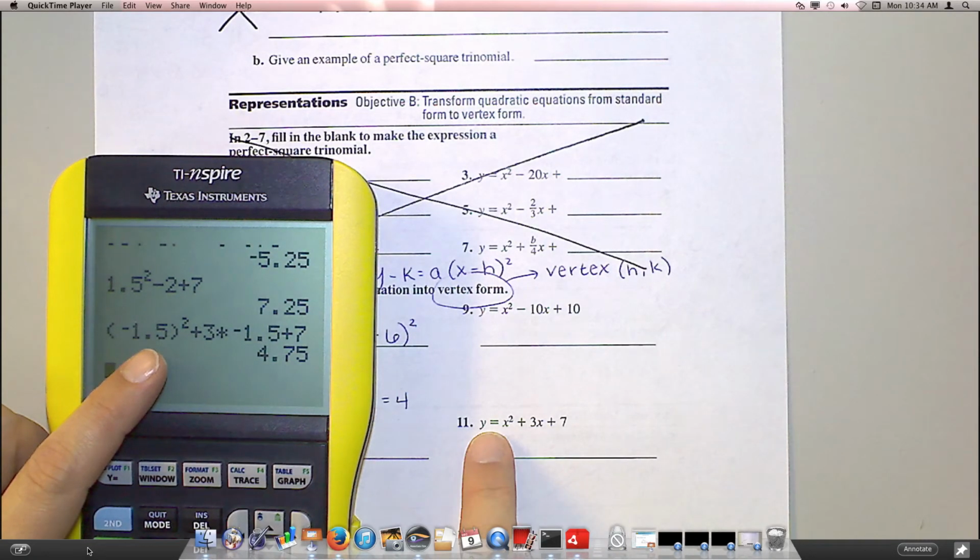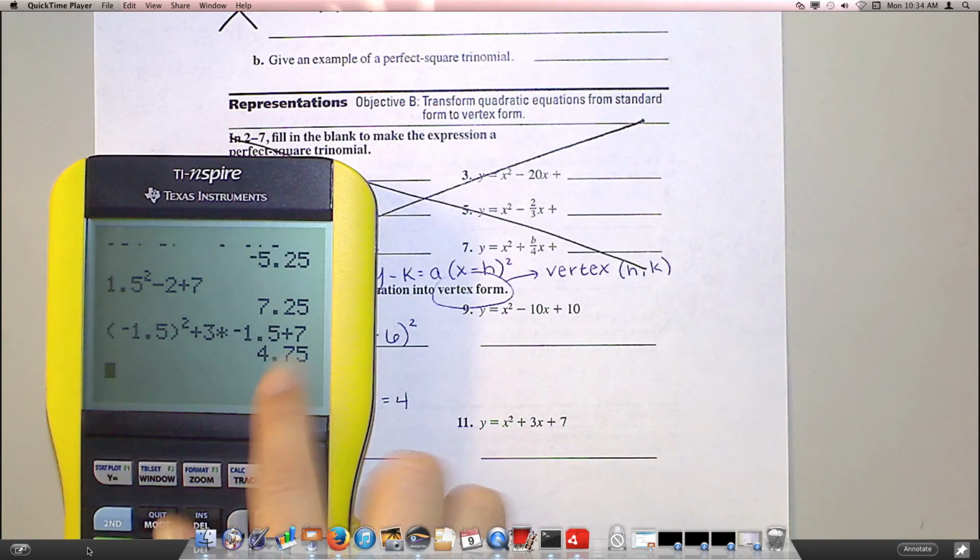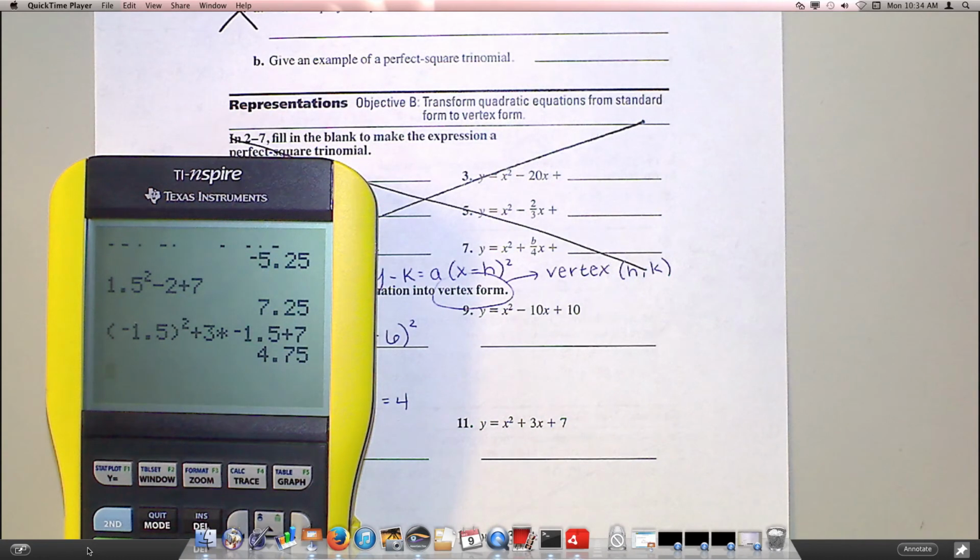Negative 3 over 2 would be negative 1.5. Negative 1.5 squared plus 3 times negative 1. Yeah, 4.75 for your K value. Okay. You figured out why you did it wrong? Okay. Yep, that'll make a big difference in these.